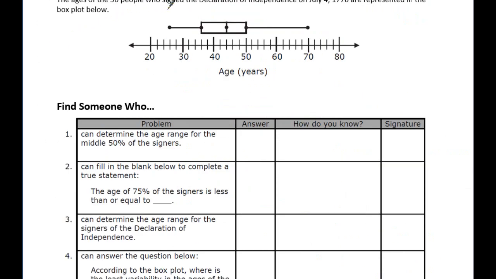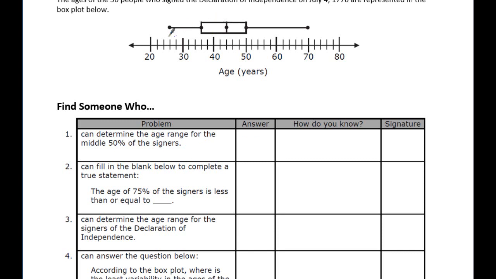The ages of the 56 people who signed the Declaration of Independence on July 4th, 1776 are represented in the plot below. And it tells you that we're talking about their age in years. So let's determine the age range for the middle 50%. First thing you need to do is figure out where's the middle 50%.